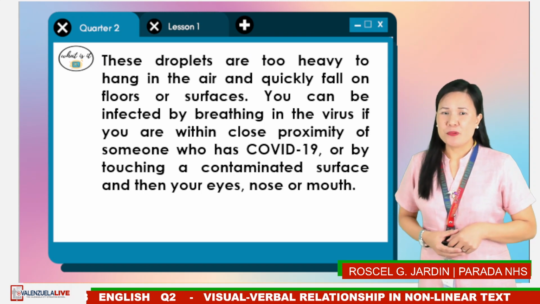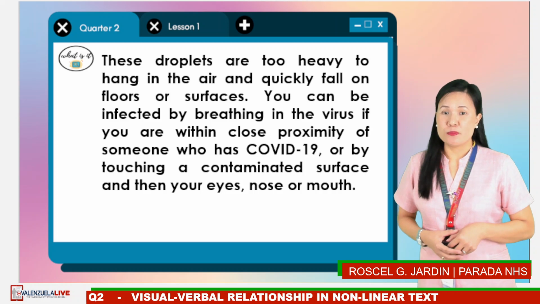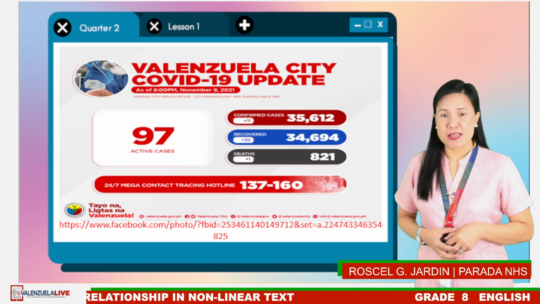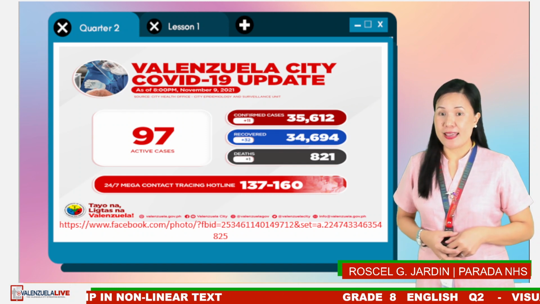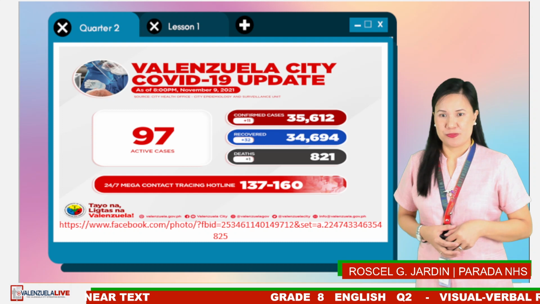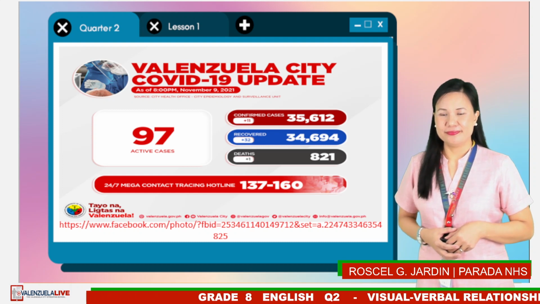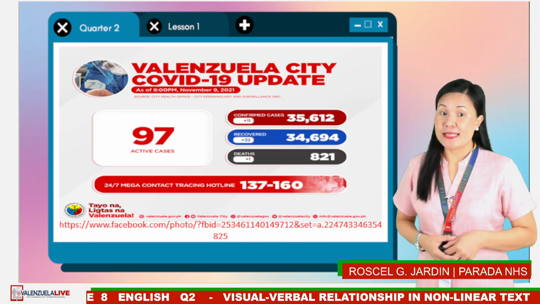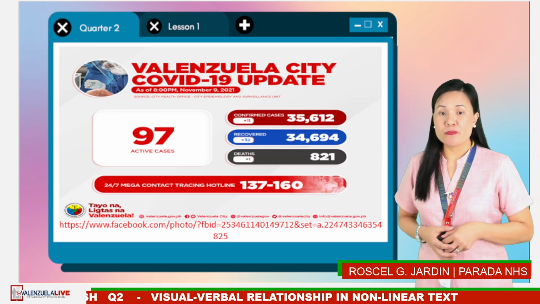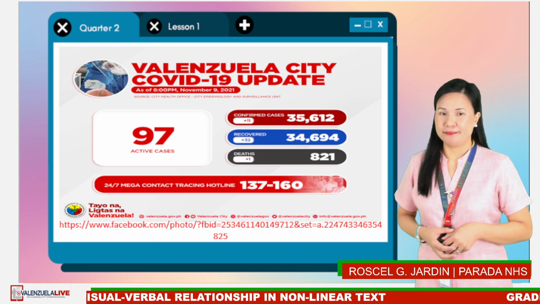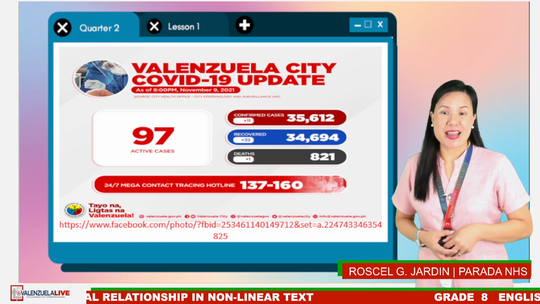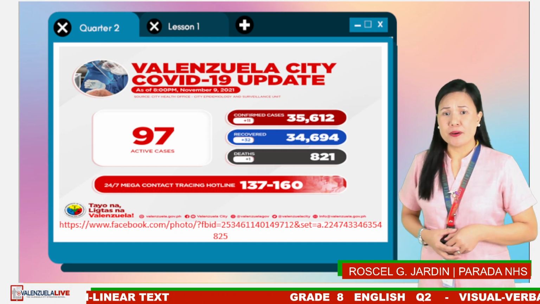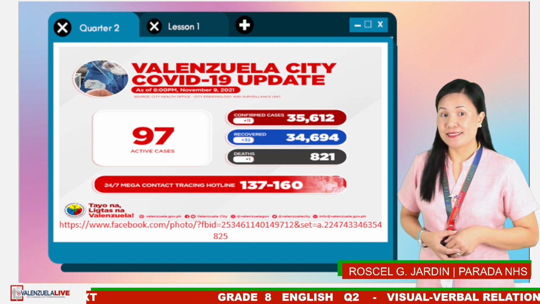This time, I would like you to read the COVID-19 monitoring report in Valenzuela as of 8 p.m. of November 9, 2021, and then answer the questions that follow. Number one, how many are the active cases as of 8 p.m. of November 9, 2021? If your answer is 97, good. How about the number of confirmed cases?